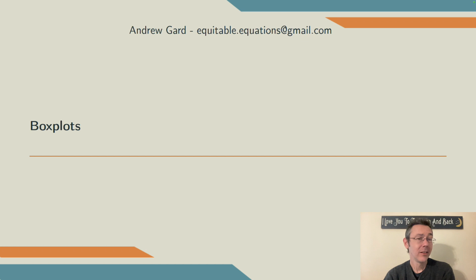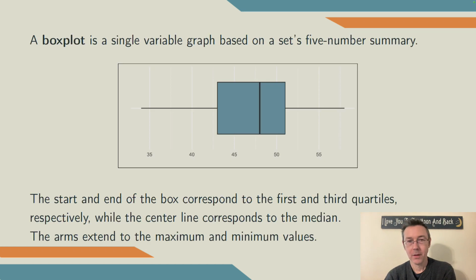Hey everybody. Today we're talking about box plots. A box plot is a single variable graph based on a set's 5-number summary, like this one here. When you look at it, the box starts at the first quartile and ends at the third quartile, with the median represented by a line in the middle.